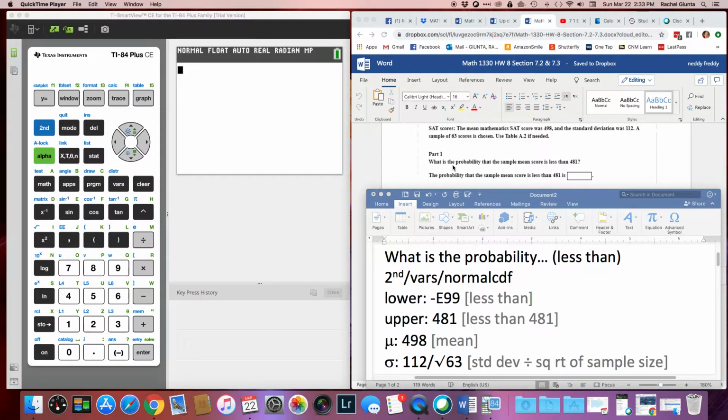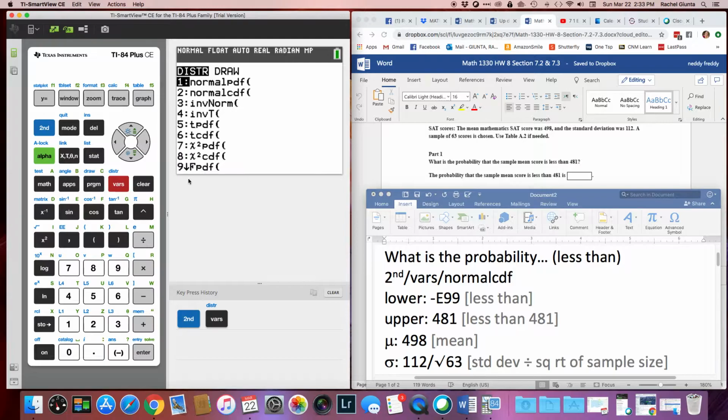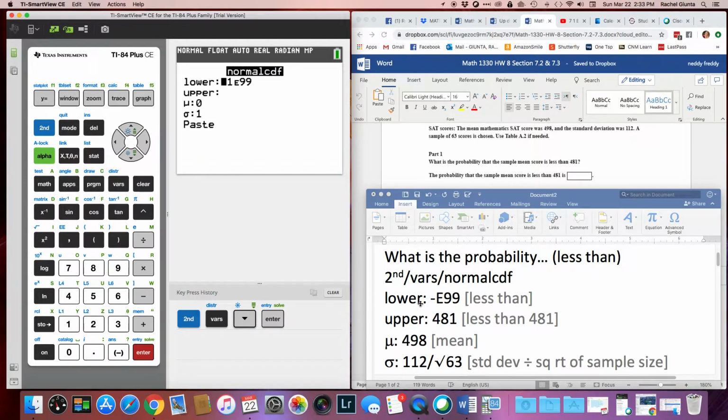So if your question for a part of that problem then starts with what is the probability, then you're going to use the same function as you did in 7.2 when it asked what is the probability, which is second vars normal CDF. So we'll go into that. Second vars normal CDF. You've seen this before.